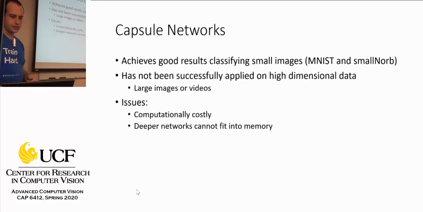And the reason for this is capsules are computationally costly. That routing algorithm, as you saw, was iterative. So if you have many capsules, then you have to cluster many different capsules, and each iteration will cost more and more memory. So that's computationally costly, which means you can't really fit deeper networks into memory.